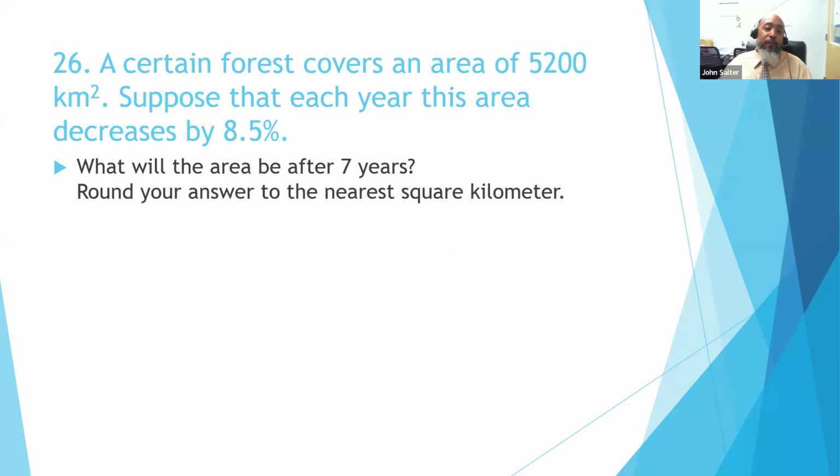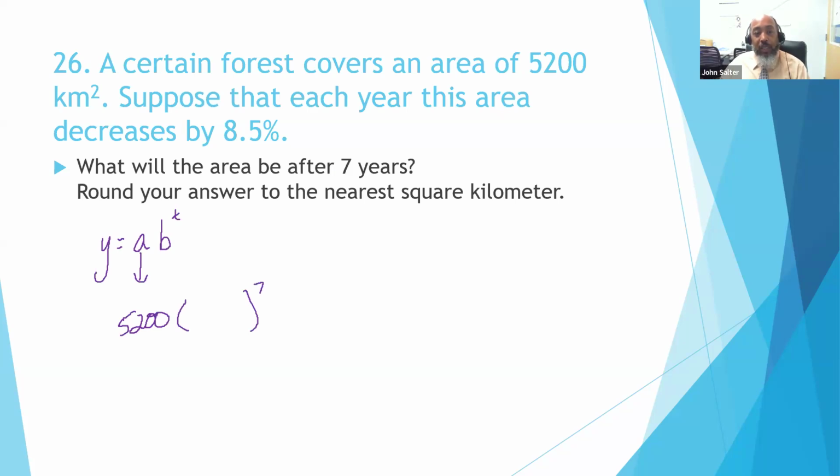A certain forest covers an area of 5,200 square kilometers. Suppose that each year this area decreases by 8.5%. What will the area be after 7 years? All right. This looks like another exponential. Remember, A represents my initial value, which in this case is 5,200. T is my time in years, which they already said was going to be 7.